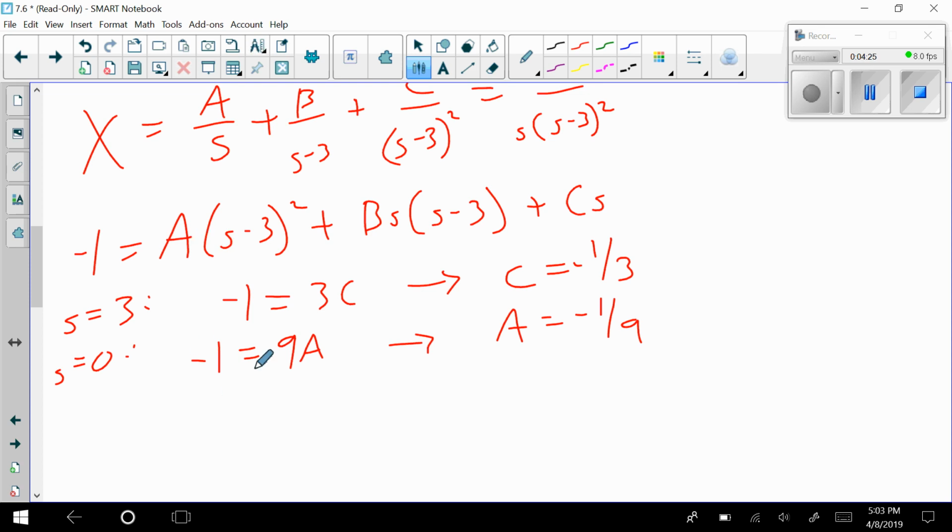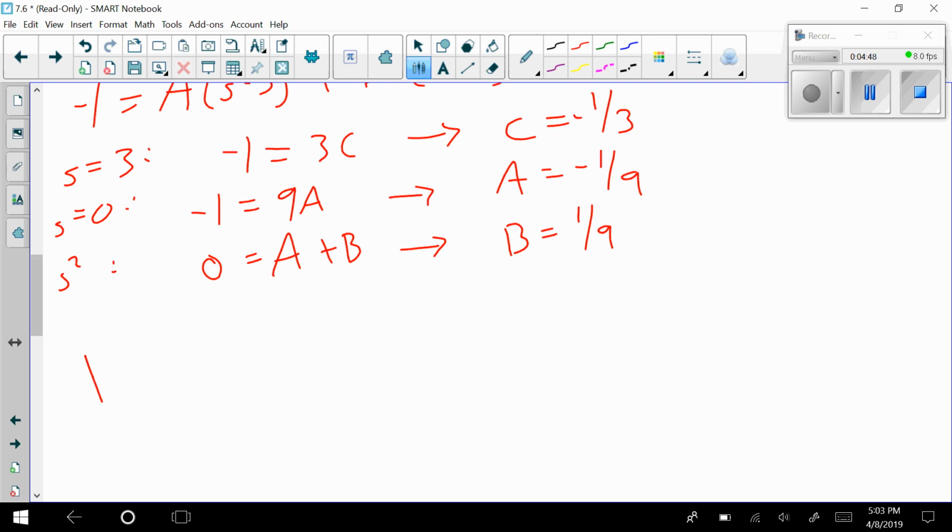Here I see that a would have an s squared. What else would? Well, there's no s squared over here, so it's a 0. There's a with an s squared up here. This b will also have an s squared, but the c won't. Which means that if a was negative 1/9, then b has to be 1/9.